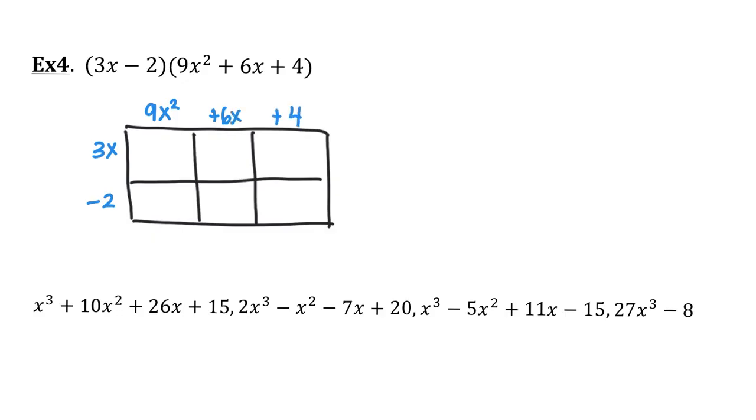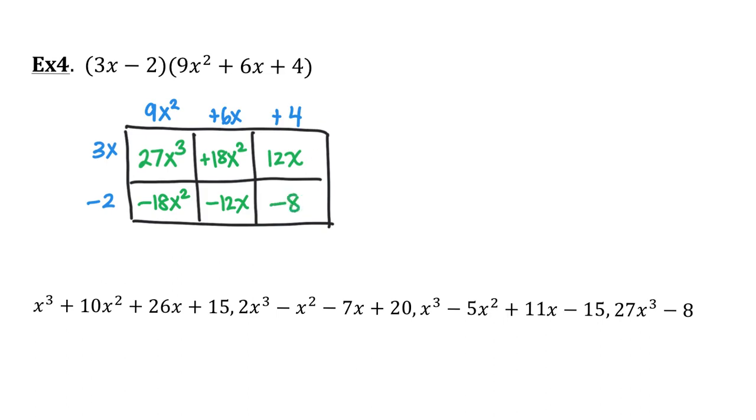I'm going to go ahead and fill in my boxes. 3x times 9x to the second is 27x to the third. 3x times 6x, 18x to the second. I like to put a plus. 3x times 4 is 12x. Okay, and then I'm going to go here. Negative 2 times 9x to the second is negative 18x to the second. Negative 2 times 6x is negative 12x. And negative 2 times 4 is negative 8.